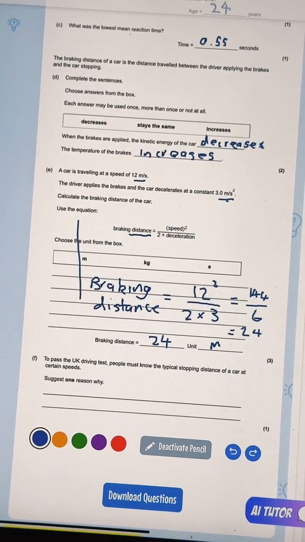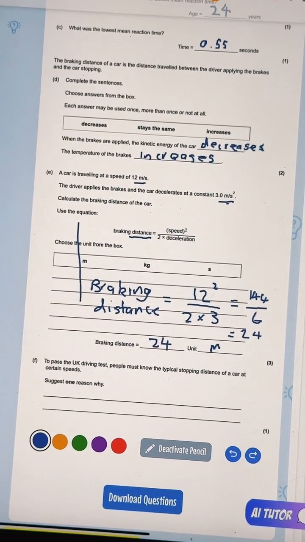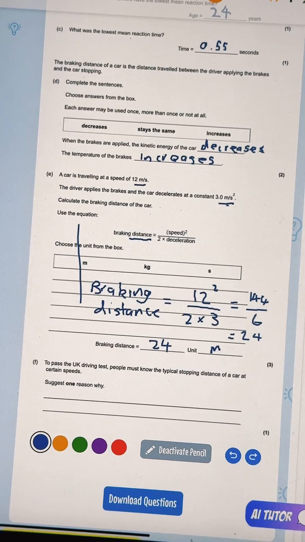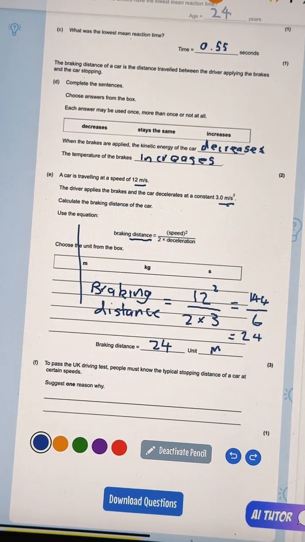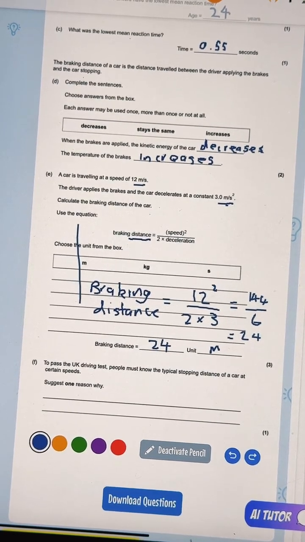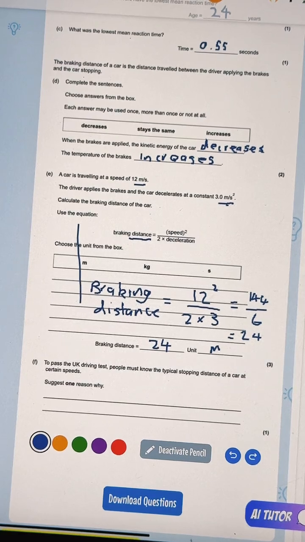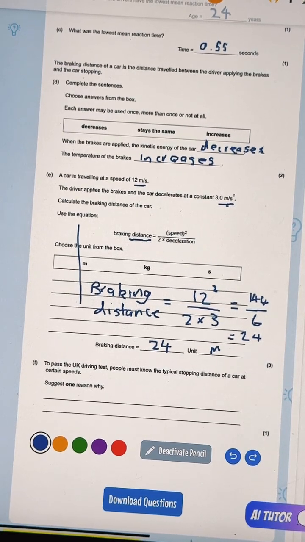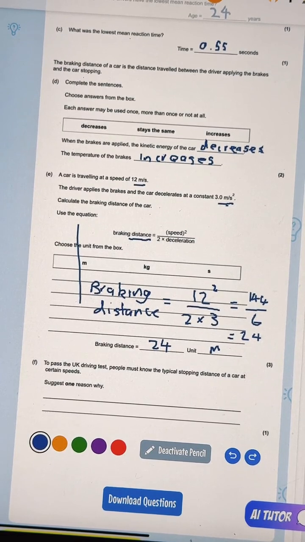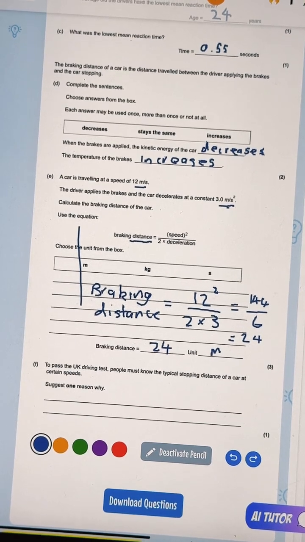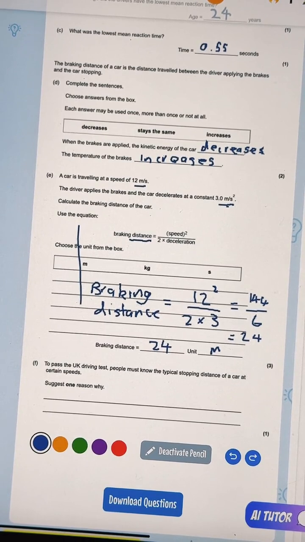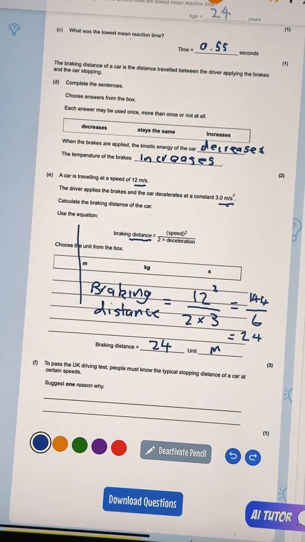To pass the UK driving test, people must know the typical stopping distance of a car at certain speeds. Suggest one reason why. This is an interesting one. Yeah, it's a worded question in amongst this. So any ideas? Why would it be that you roughly need to know the stopping distance at a particular speed? Think about when you're driving and the scenarios that you might encounter. Why is it important to know, if I'm going at this speed, how long will it take me to stop? What distance would it take me to stop?